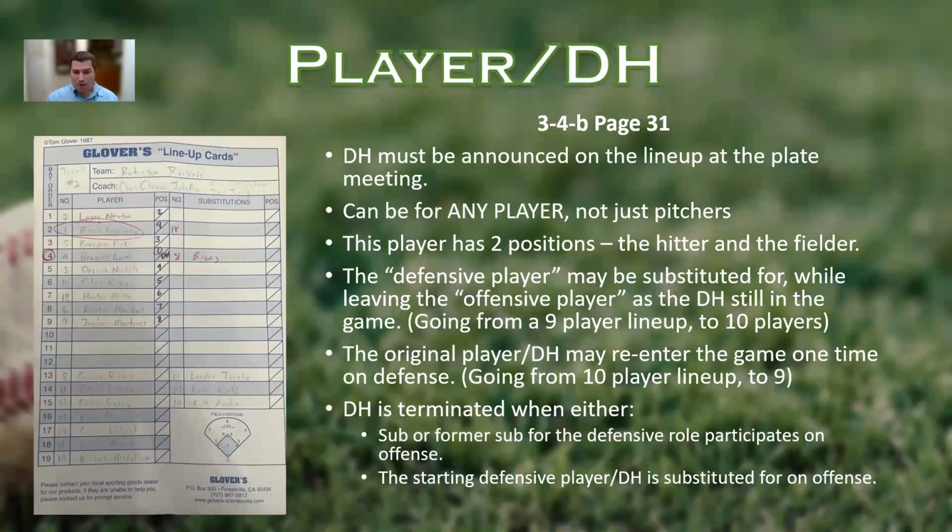But just go back to your fundamentals. Gant is locked into the 4 spot. He has to hit in that spot forever and ever and ever. He comes out of defense, he's still on offense. Okay. If he is ever substituted for on offense, the DH is finished.